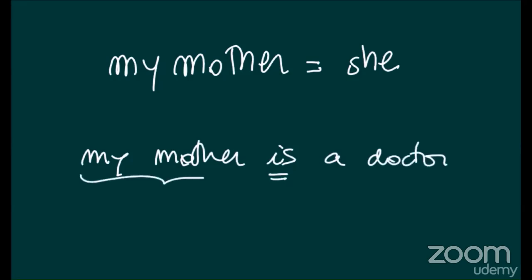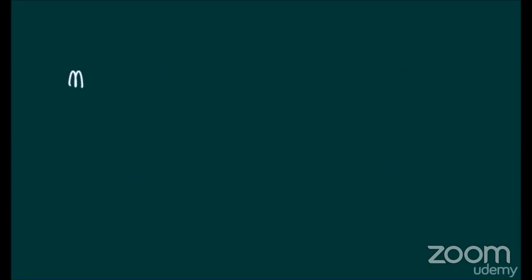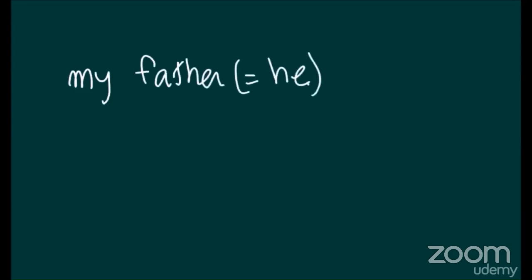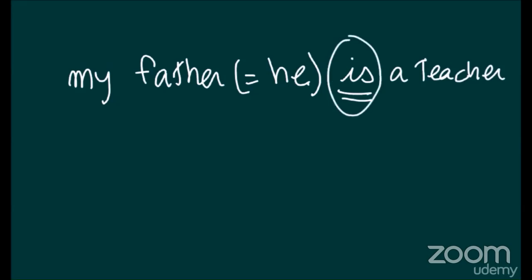As you can see, we use is for the verb to be because the verb to be with the person she goes with is. Let's see another example. If we say my father, my father is the same as he because my father is a man, then we use is. For example, my father is a teacher. As you can see, we use is for the verb to be. The verb to be with the person he is.